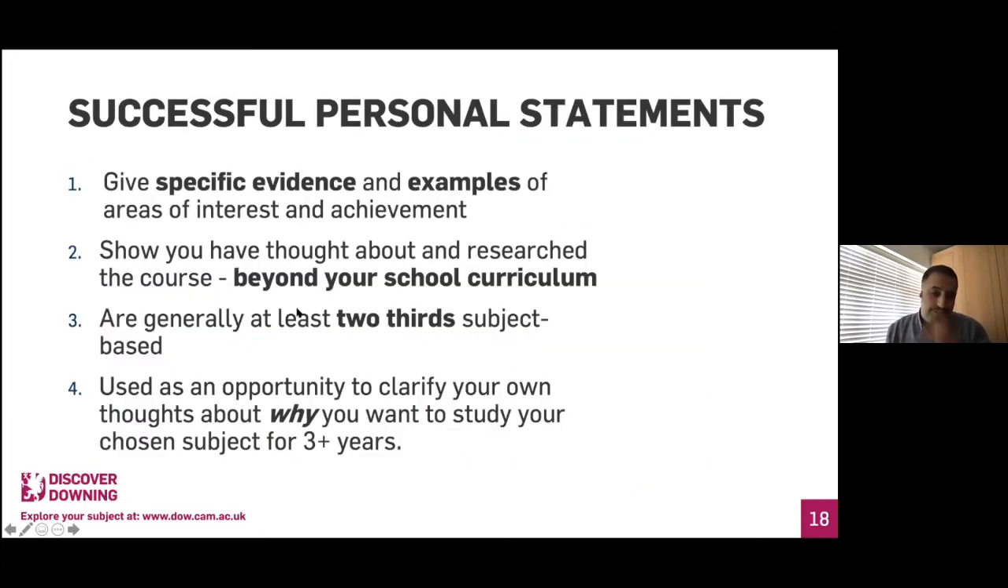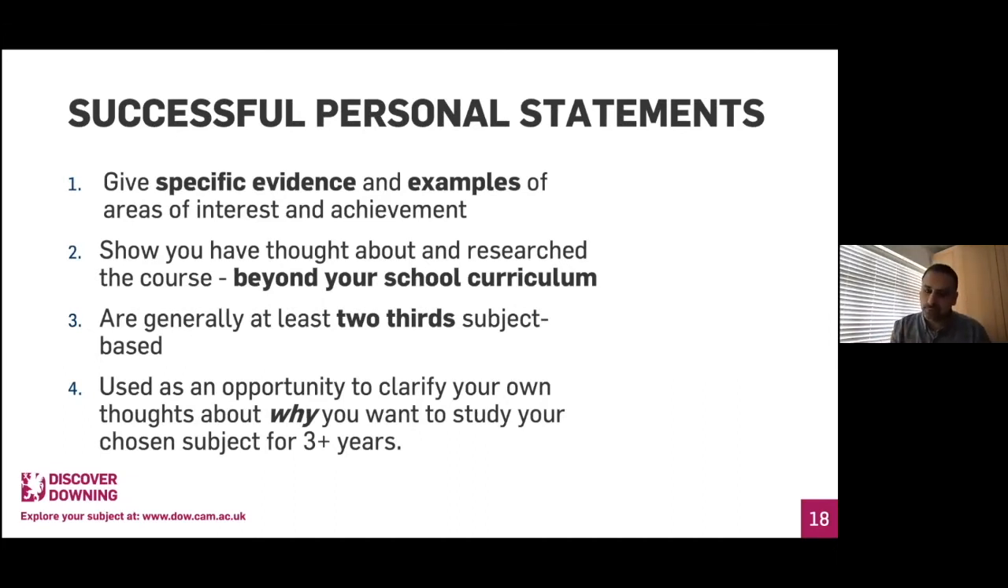Now, in summary, a successful personal statement is really one which gives specific evidence and examples of your interests and achievements. To give you some more context about what I'm trying to say here, you may have read a lot of literature around your subject area. And sometimes when you read through personal statements, you see that candidates list a series of literature that they've read, which is absolutely great to see, that you've really read around your subject area.